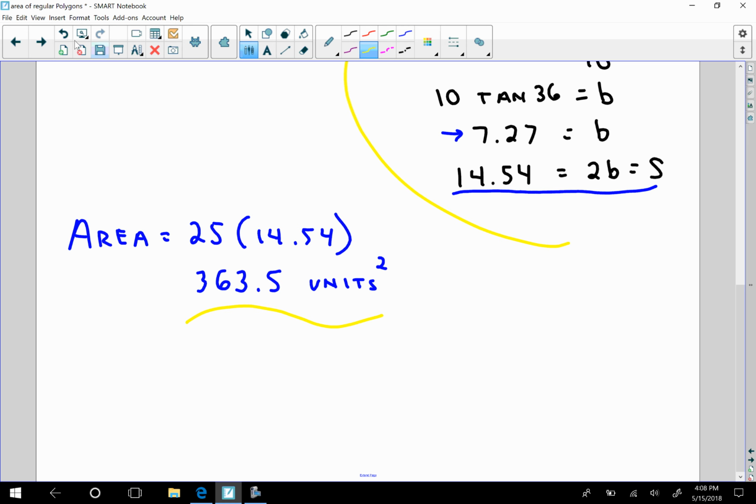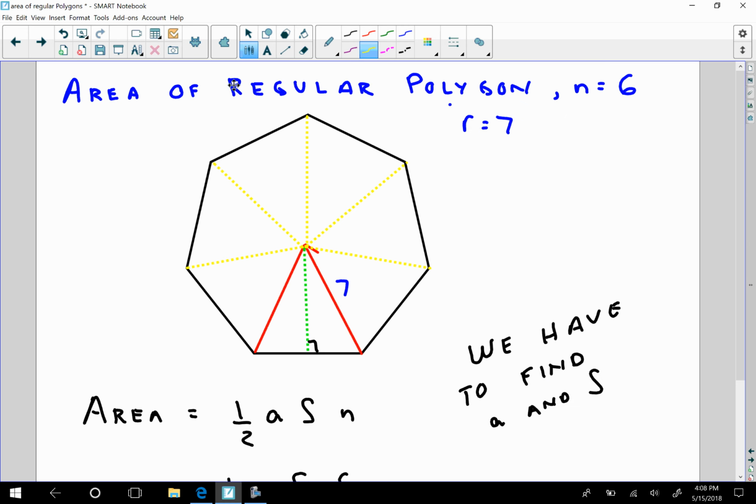Example number 2. Now I want to find the area of a regular polygon with 6 sides, where n is 6, where the radius is 7. It appears at first glance we don't have enough information, because what's the formula for the area of the regular polygon? The area of a regular polygon is 1/2 ANS, where A is the apothem, and S is the length of one side.